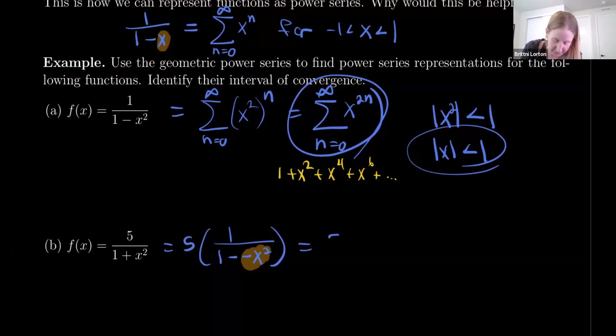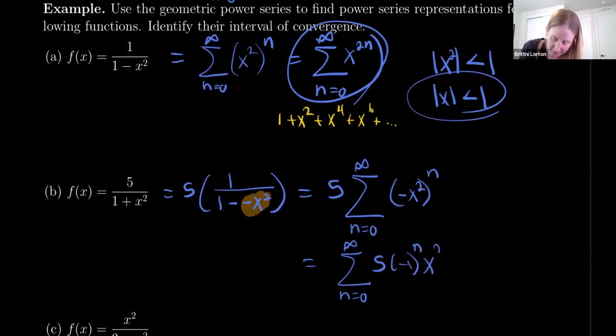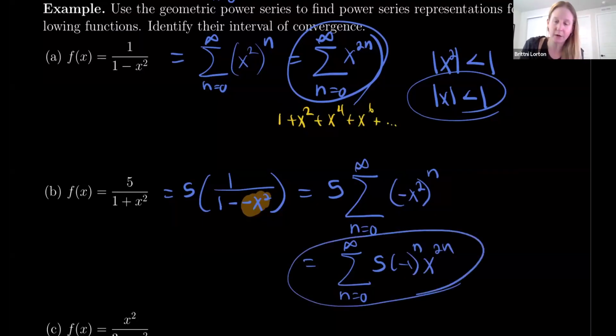So that means this turns into 5 times the sum from n equals 0 to infinity of, instead of x to the n, I have a negative x squared to the n, which could turn into the sum from n equals 0 to infinity of 5 times negative 1 to the n times x to the 2n. That is my power series. It happened to have only even powers. It happened to be alternating.